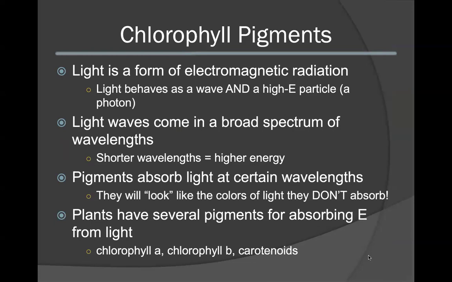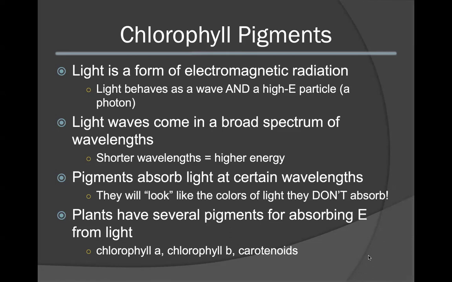Pigments can absorb light at various wavelengths. However, they will look like the color of light that they don't absorb, which can be a little bit confusing. So when you have a chlorophyll pigment, which is green, it will absorb other wavelengths of light. However, it will be reflecting green, which is why you end up seeing the green color.